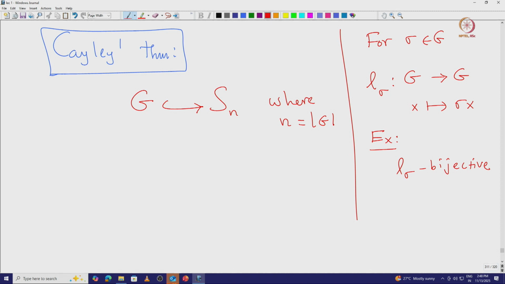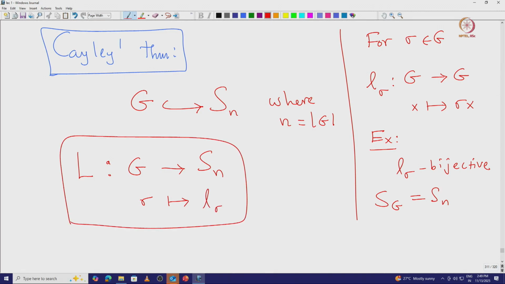Now using these L sigmas, we can define a map L from G to Sn. Since L sigma is bijective, one can identify SG, which is all bijective maps from G to G, with Sn. So given sigma, you just send it to L sigma. That gives you an injective map from G to Sn, which is what Cayley's theorem guarantees. So this L is an injective group homomorphism.